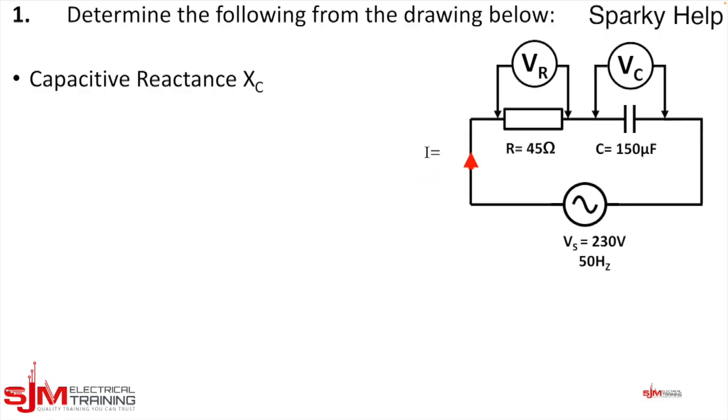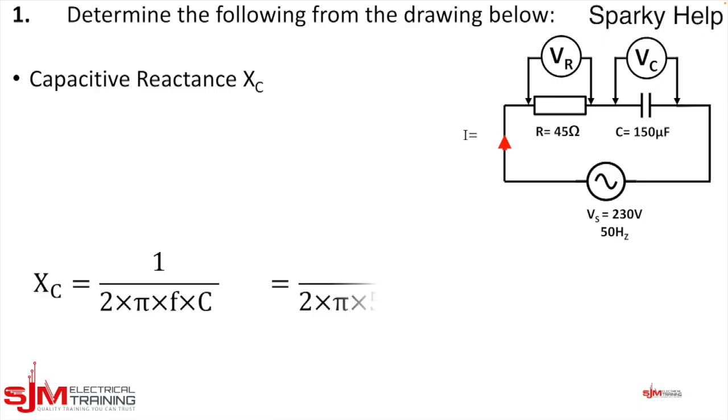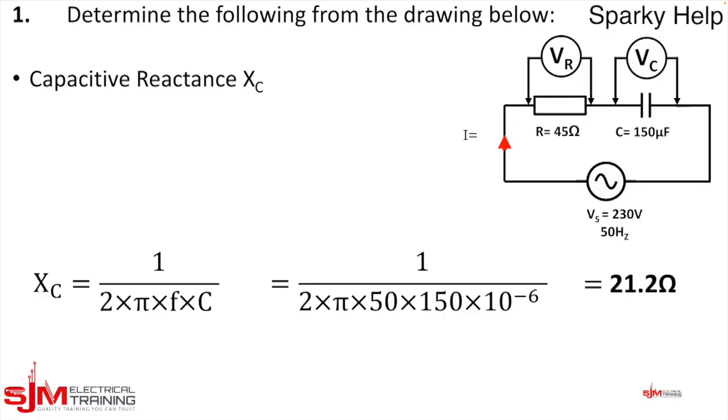So let's start. Capacitive reactance. For that we need a formula. Xc is equal to 1 over 2 pi fc. So let's put those figures in. 2 times pi, obviously 50, which is our frequency, and 150 microfarads, hence times 10 to the minus 6. All of those multiplied and divided into 1 comes to 21.2 ohms. So that's our Xc value.